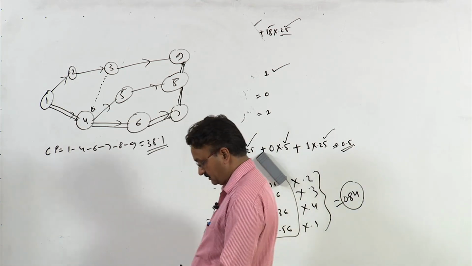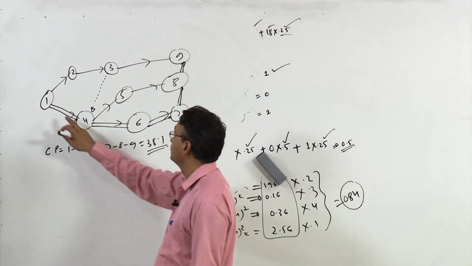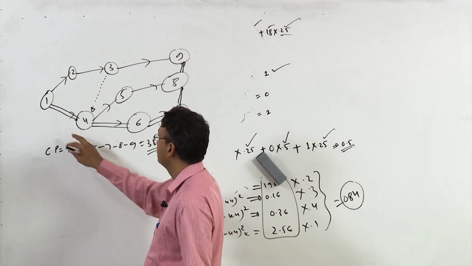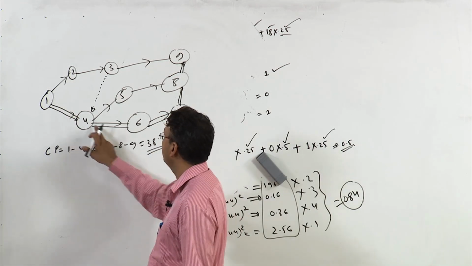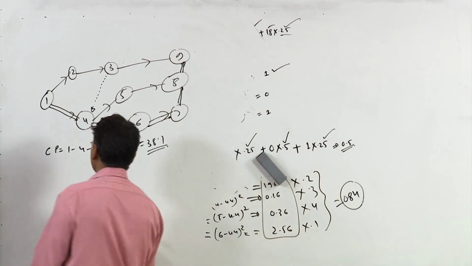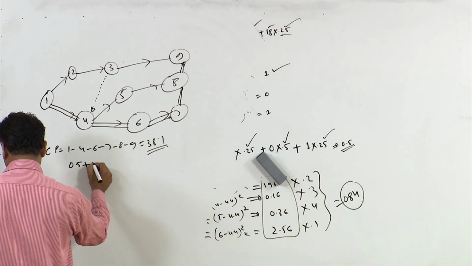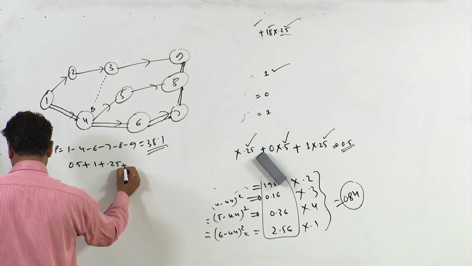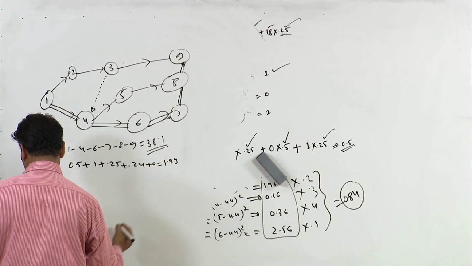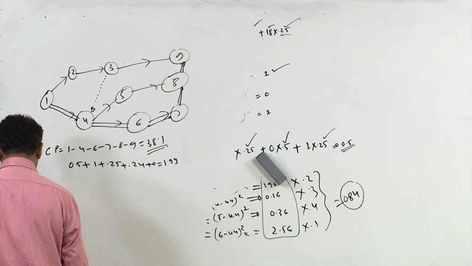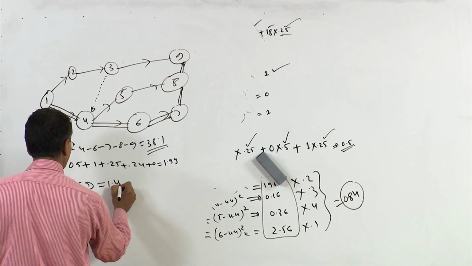And if you look at the variance along the critical path, we know that the variance of activity 1, 4 is 0.5. So you just add all those variances. It is 0.5 plus 1 plus 0.25 plus 0.24 plus 0, which becomes 1.99. So when this is the variance, the standard deviation is 1.41.